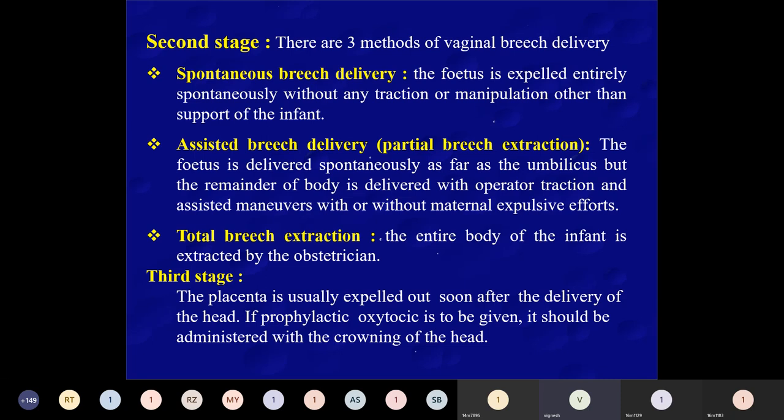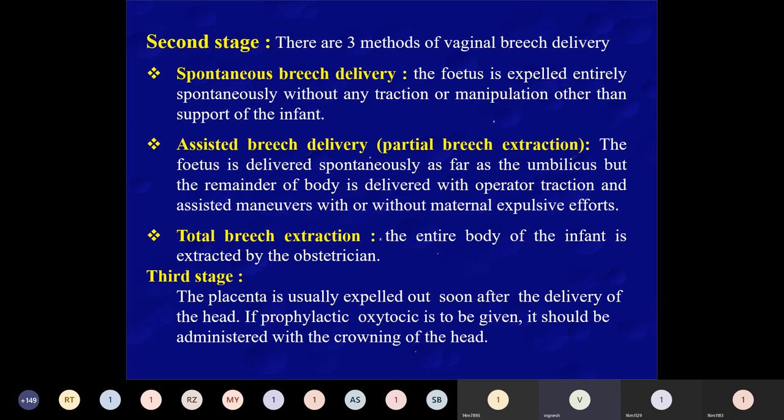Whereas in assisted breech delivery, or partial breech extraction, the fetus is delivered spontaneously as far as the umbilicus. So only the breech is pushed out, as in a frank breech. Up to the umbilicus it is delivered spontaneously. From the umbilicus onwards, you require assistance. The rest of the body is delivered with operator traction and assisted maneuvers, with or without maternal expulsive efforts. That is assisted breech delivery.